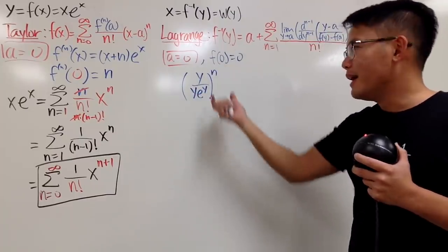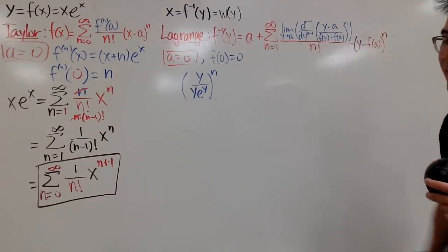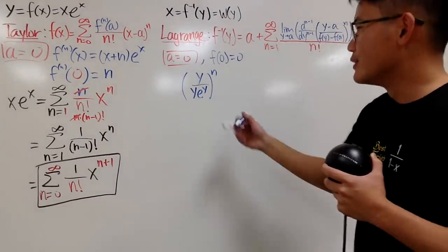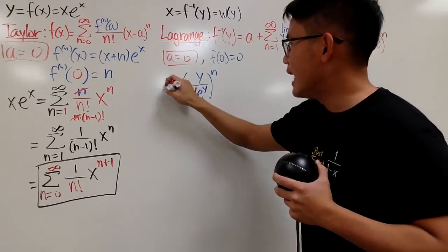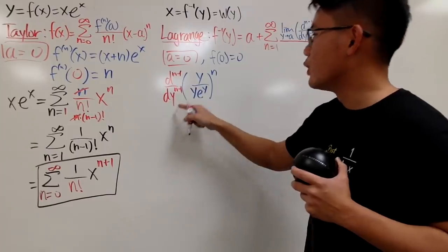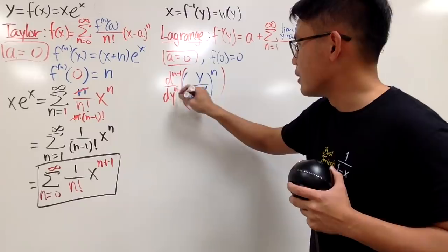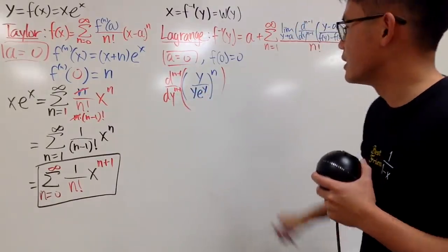Not done yet. This right here is just an expression because we still have to take the derivative. So I will do this, and then I will have to differentiate this n-1 times with respect to y, of course. Alright, so this is pretty much the story, alright? And now we just have to do the work.